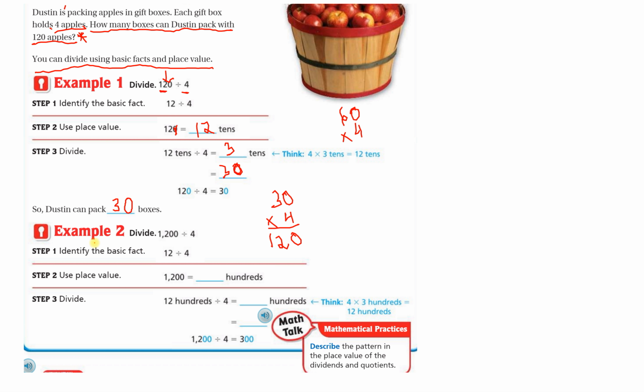Okay. Now, example 2, we're basically doing the same thing, except this time, look, now there's 2 zeros, but we can do the same thing. It's still identifying the first 2 numbers, 1 and 2, that's 12 divided by 4, and now instead of 12 tens, it's 12 hundreds. So 12 hundreds divided by 4 is going to be 300 still, just like it was up here, but it was 3 tens, now it's 3 hundreds. So we write our answer as 300.